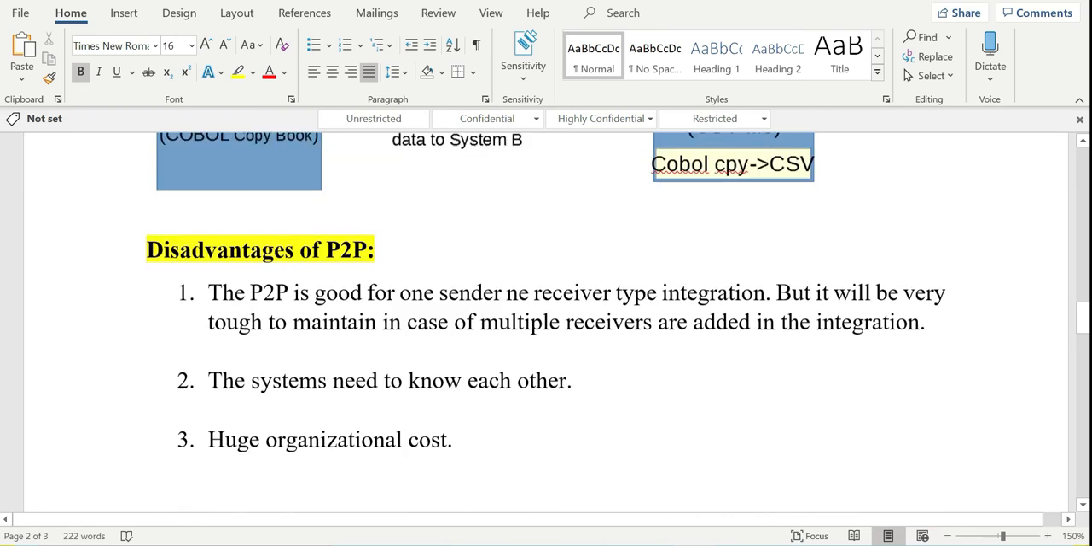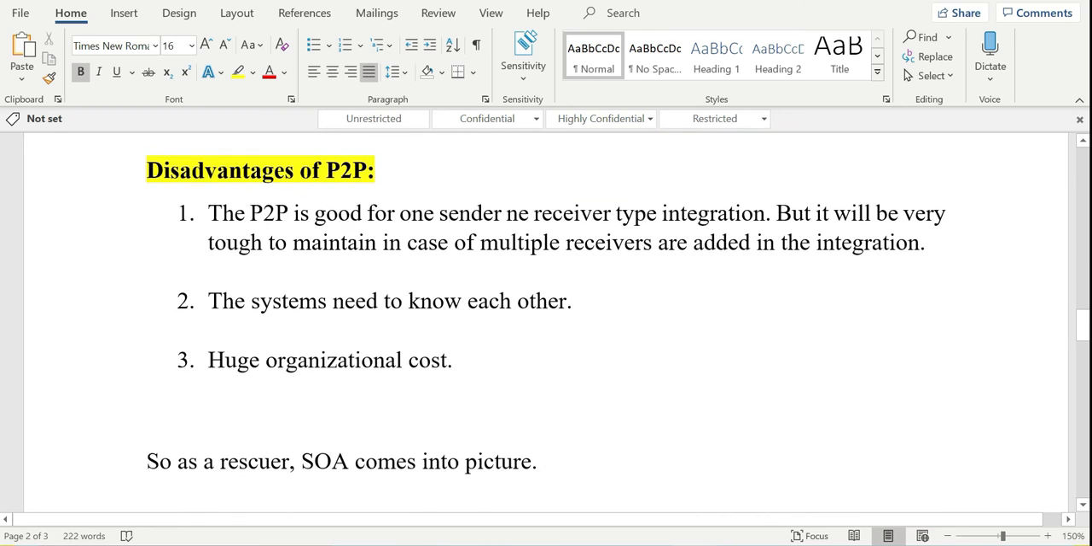Another drawback in this point-to-point integration is that the source and the target system must know each other. That means the source system must know the data structure the target system is following, and vice versa. The third point, as I already mentioned, in case of multiple targets, it will generate huge organizational cost for the company. So it will be very tough to maintain.